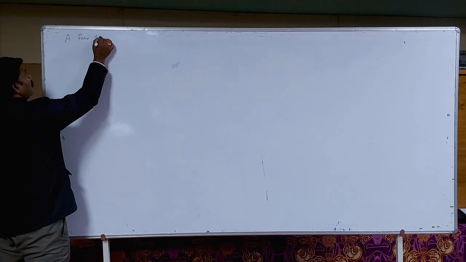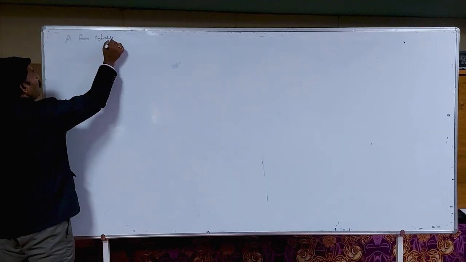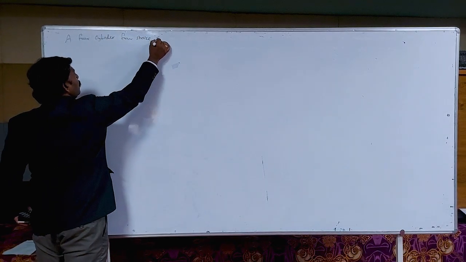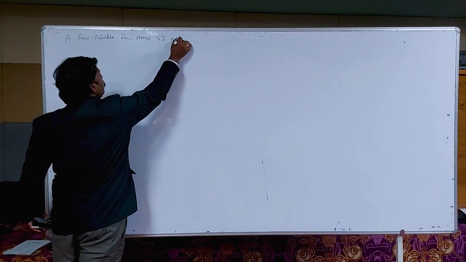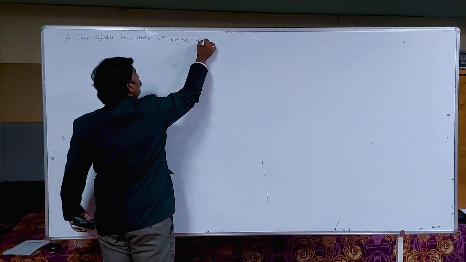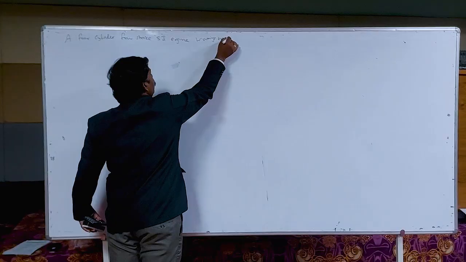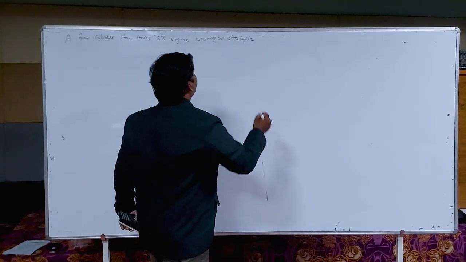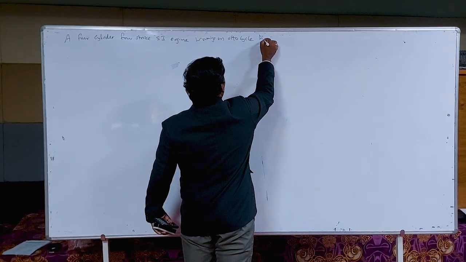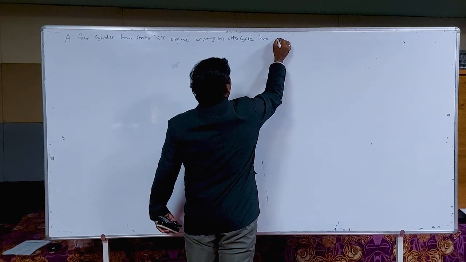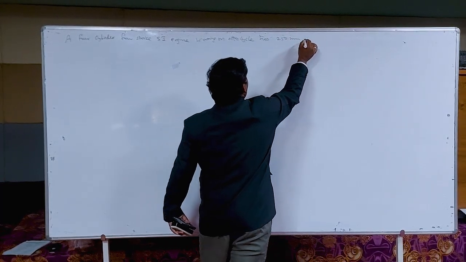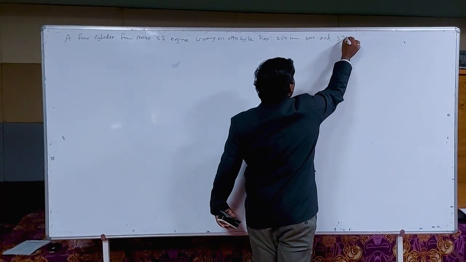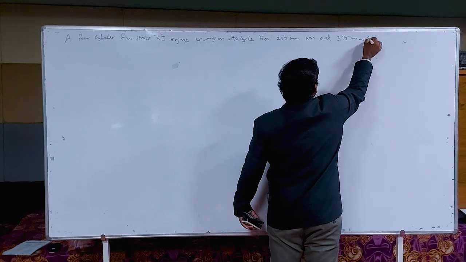A 4-cylinder, 4-stroke SI engine working on Otto cycle has 250 mm bore and 375 mm stroke.